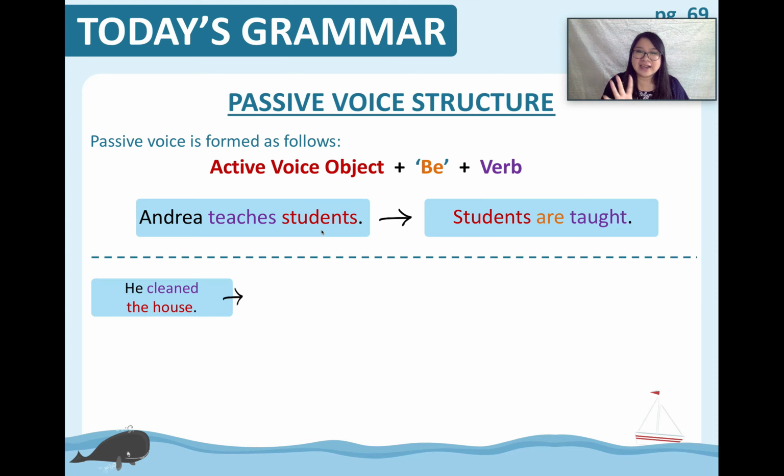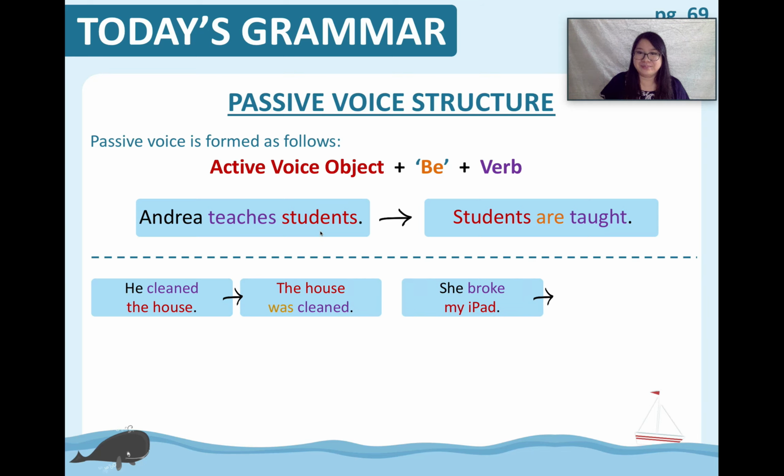He cleaned the house. He, the house. Flip. The house was cleaned by him. Notice how the verb tense stays the same. In the first example, Andrea teaches students. We are using the present simple tense. The passive voice is also present simple tense. Andrea teaches students. Students are taught.